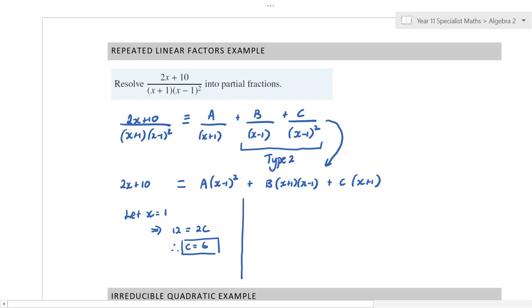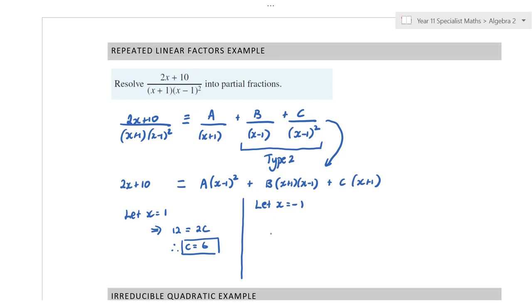It probably makes sense to let x equal what next? What would you let x equal? Let x equal -1, because that's going to cancel out a couple of things as well. When I let x equal -1, I'm going to do it in my head as quickly as I can, but if you're skipping steps and making mistakes, then my advice to you is take your time.